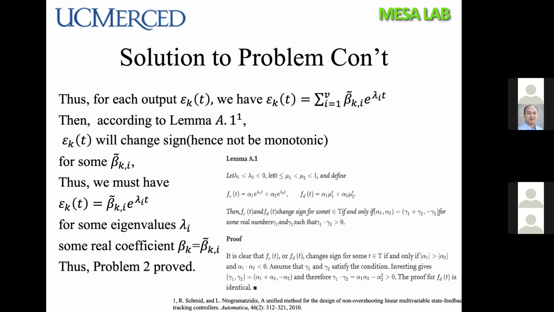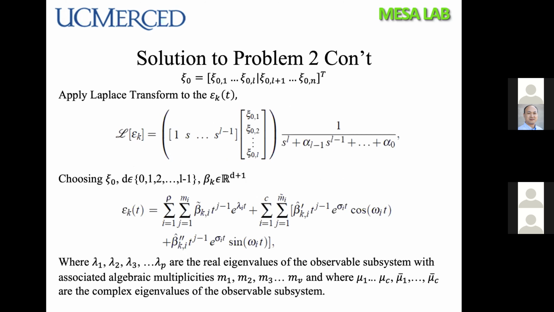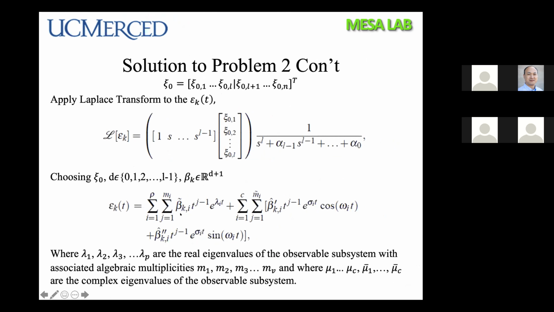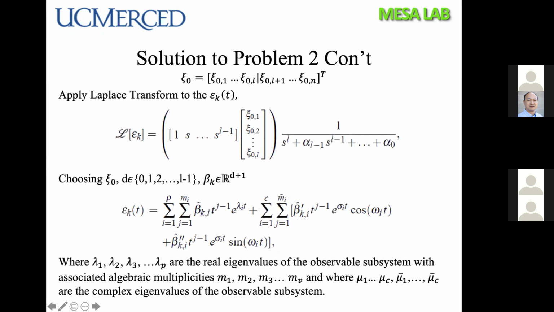I would like to talk more about these functions, and also about the beta_k. Here sigma_i is the real part of mu_i, and omega_i is the imaginary part of mu_i. Finally, the real coefficients beta_k, beta_k hat and beta_k double prime can be set by choosing suitable initial conditions. In particular, we can pick one of the L modes appearing in this function and select the initial conditions in such a way that epsilon_k(t) contains only that mode.